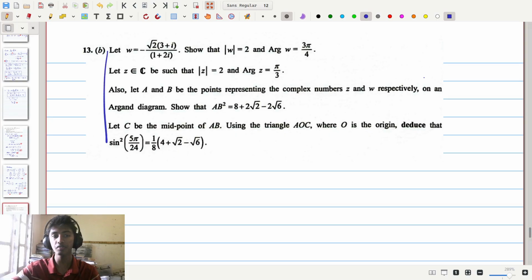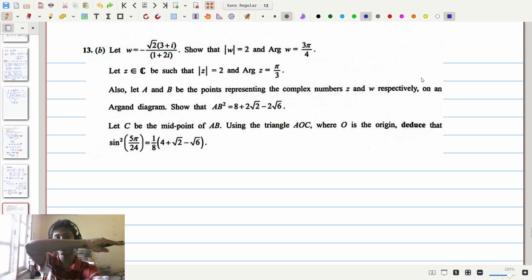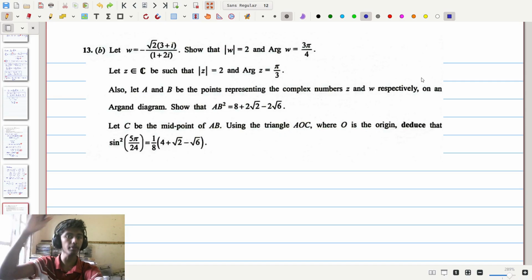In this particular question, we can see it says, let the complex number w be equal to negative square root of 2 times (3 + i) divided by (1 + 2i), and we are asked to show that the modulus of w, or the size of the complex number w, is equal to 2, and that the arg of w is equal to 3π/4, where the arg value of a complex number is the angle between the positive real axis and that complex number taken in the anticlockwise direction. After that, it then gives another complex number z.